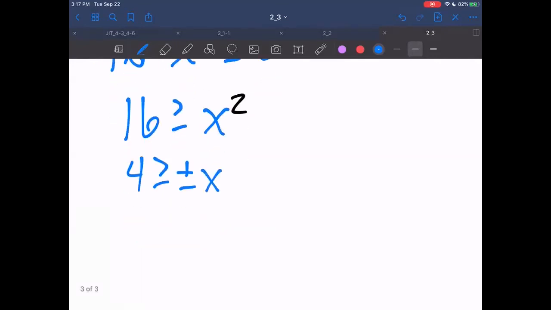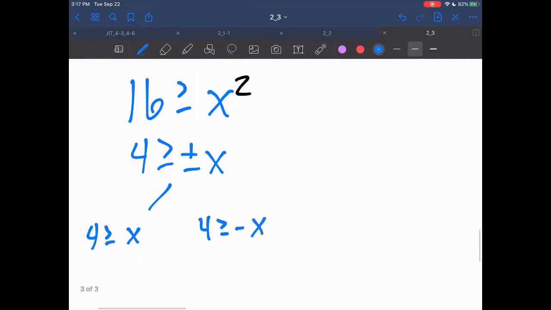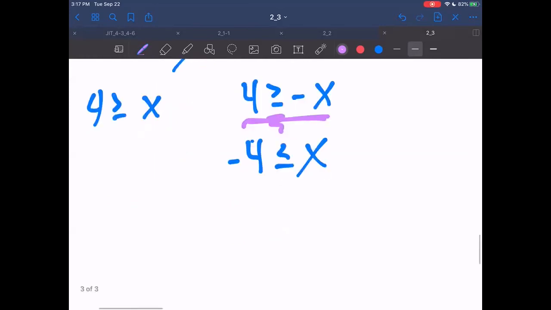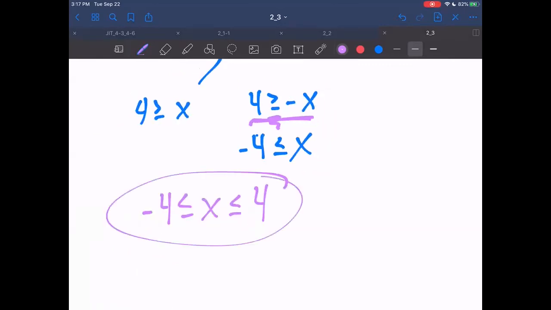Okay, so we split these. So this, we've got 4 is greater than or equal to positive x, and 4 is greater than or equal to negative x. Okay, so this means that negative 4 is less than or equal to positive x. So we divide by the negative and flip the sign, okay, to get our x value. So we know that x is only defined inside of this range, okay?